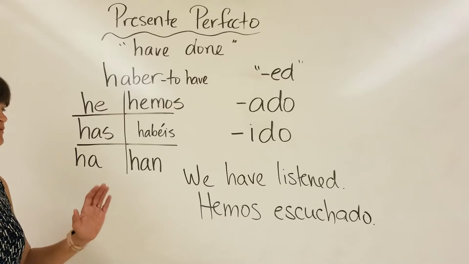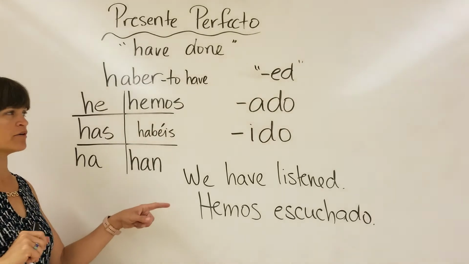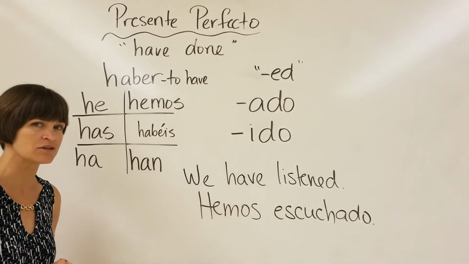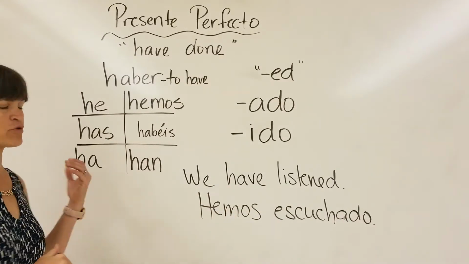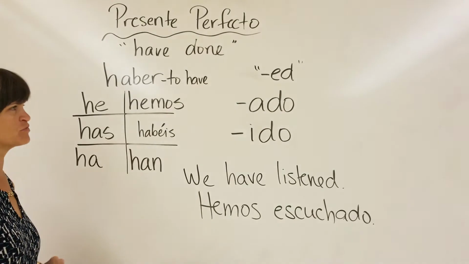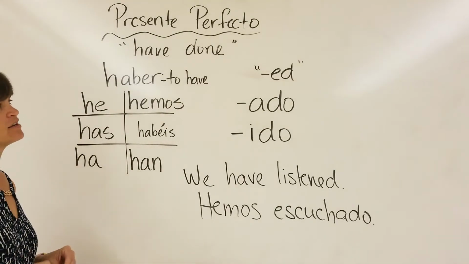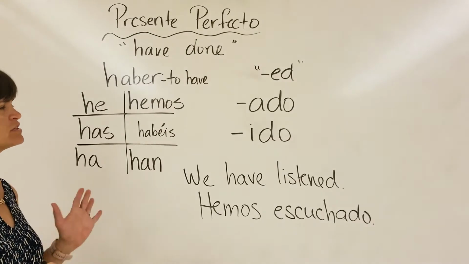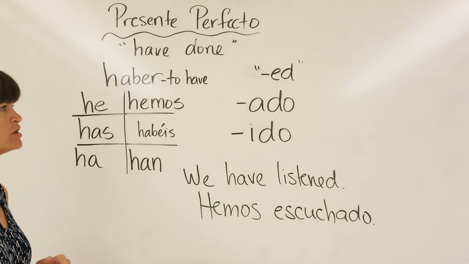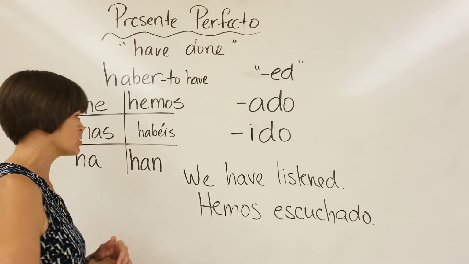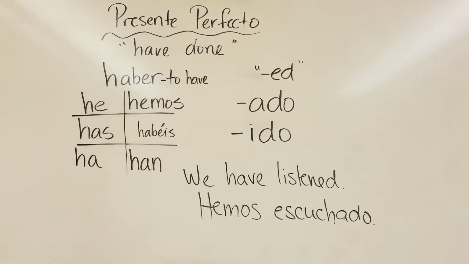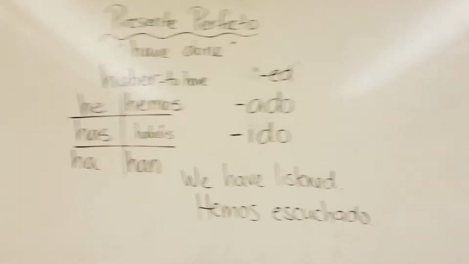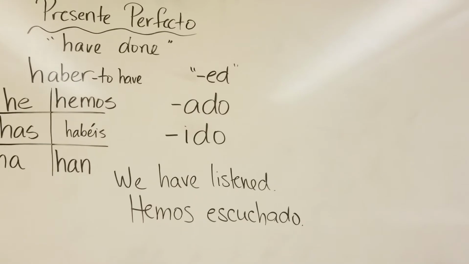Now there's a lot of irregulars to these as well. There's a lot of irregulars in English. It's not I have readed it, it's I have read, and we have seen, and he has heard. So there's a lot of irregulars in English, and there's some irregulars in Spanish as well. So we're going to learn what those irregulars are.